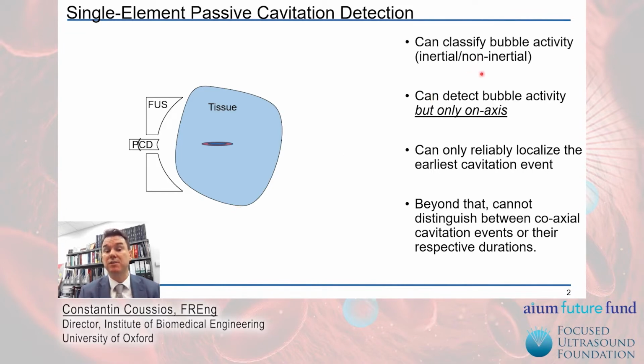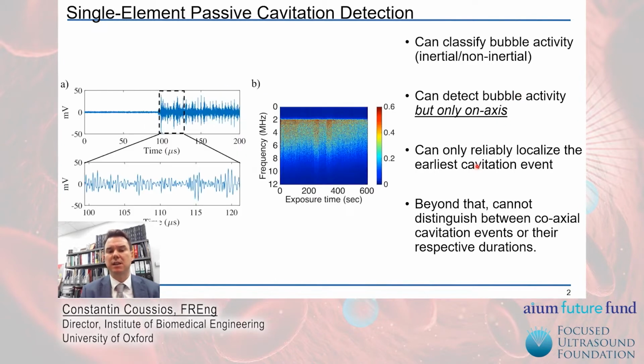This type of detector scheme can, of course, classify bubble activity into inertial or non-inertial, but can only detect bubble activity on axis. And it can only reliably localize the earliest cavitation event that usually appears as an onset in the acoustic emissions recorded by the trace. But beyond that, it is no longer capable of distinguishing between coaxial cavitation events and their respective durations.